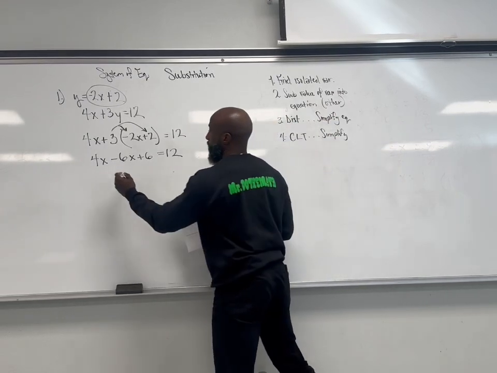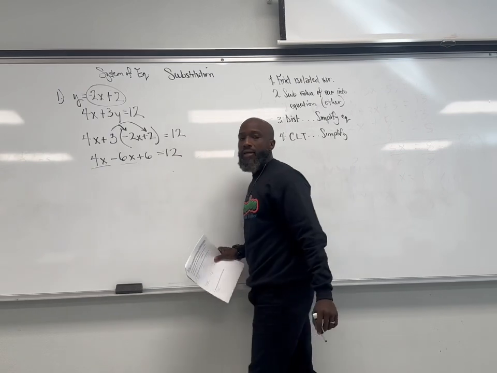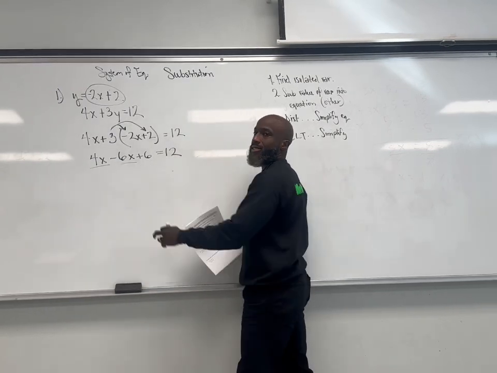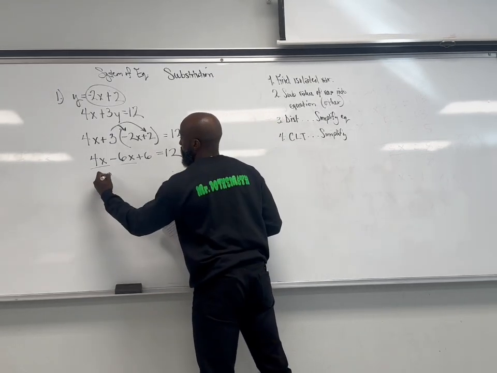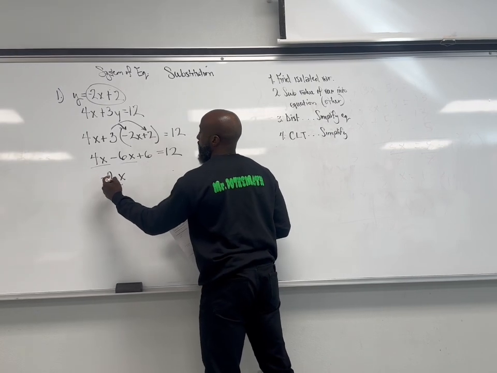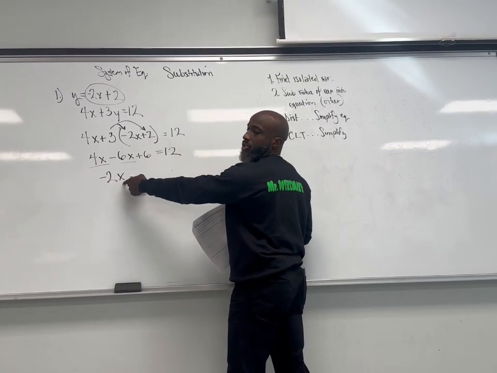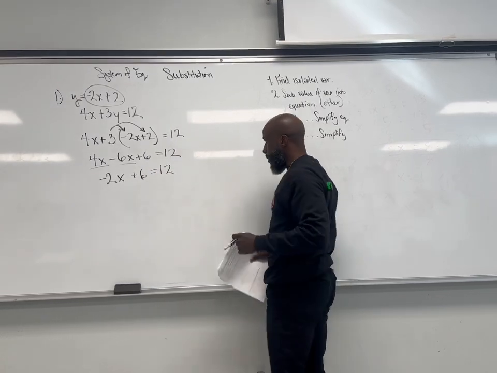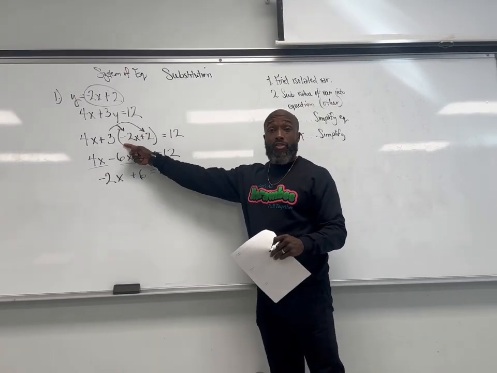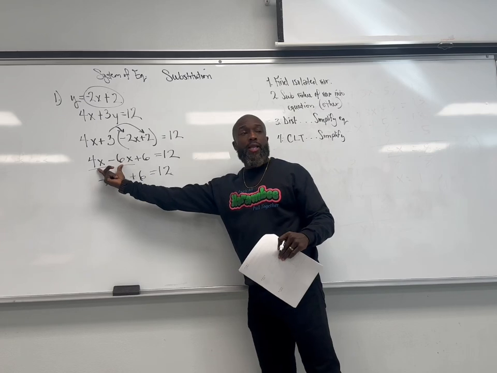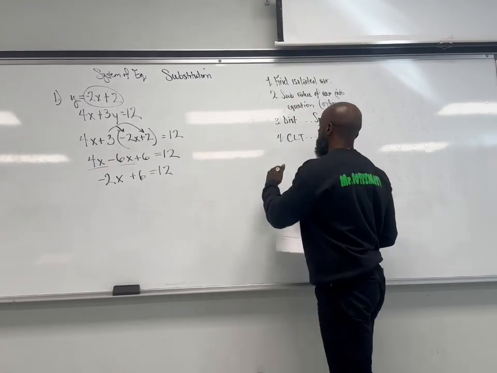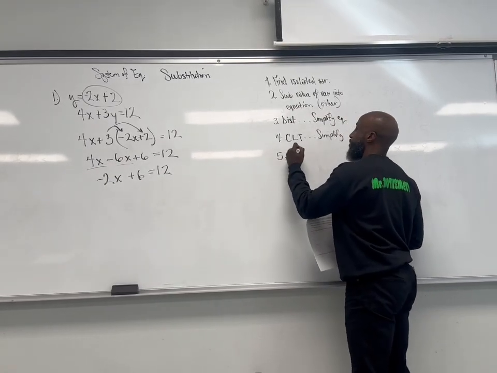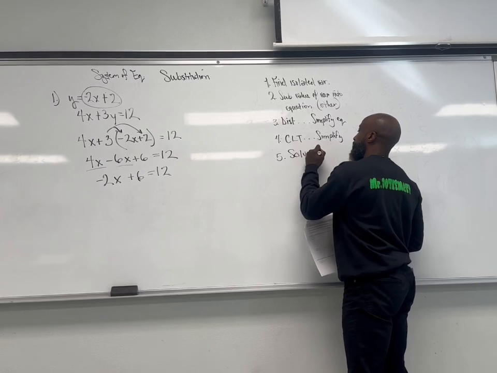Right, combining like terms. We got this 4x and this negative 6x. 4 minus 6, different signs, subtract, keep the sign of the bigger number. So that's negative 2x plus 6 equals 12. Now, we simplified by distributing, we simplified by combining like terms. Now we're going to step 5, solve for the variable.